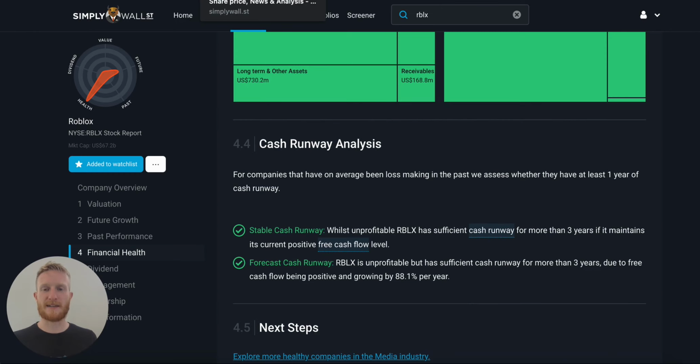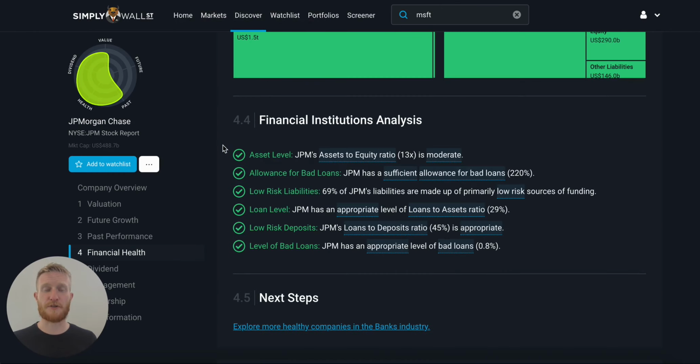And so the last thing I want to show you is the checks that we do for financial institutions. And as I mentioned, this is the likes of banks, insurance companies, REITs, and stuff like that. So this is different to what we do on non-financial institutions, because if you're looking at a financial institution, they typically have a much different balance sheet, in the sense that a lot of the funding they have is from loans.